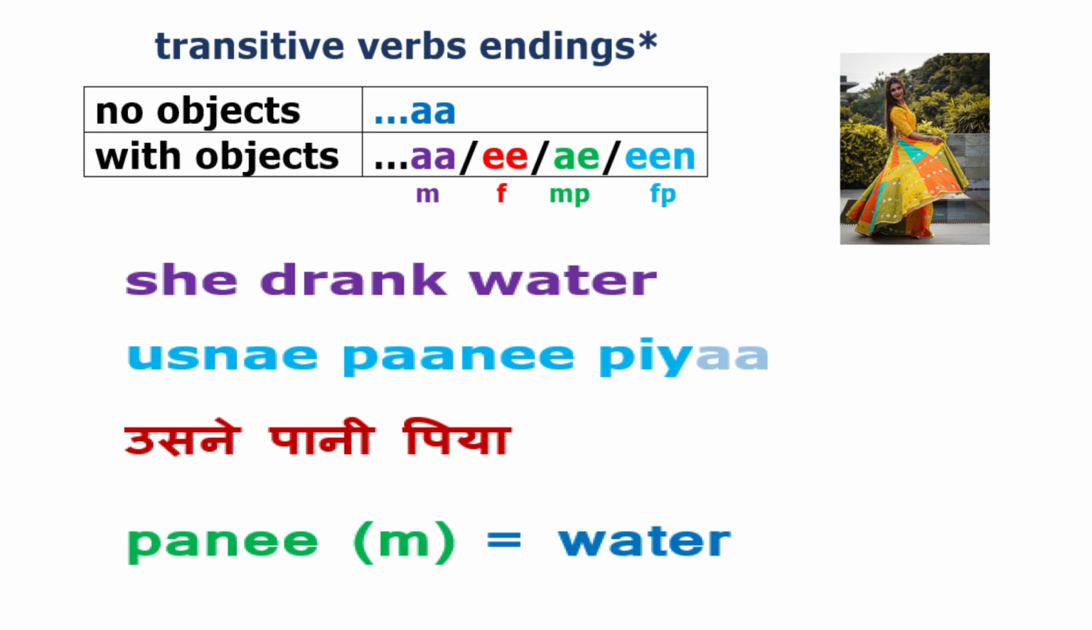She drank water. Usne pani piya. Why? Because pani is masculine. Though it has a sound like a feminine word, initially as a learner you may confuse it for feminine, but it is not feminine. Pani is masculine. Usne pani piya.